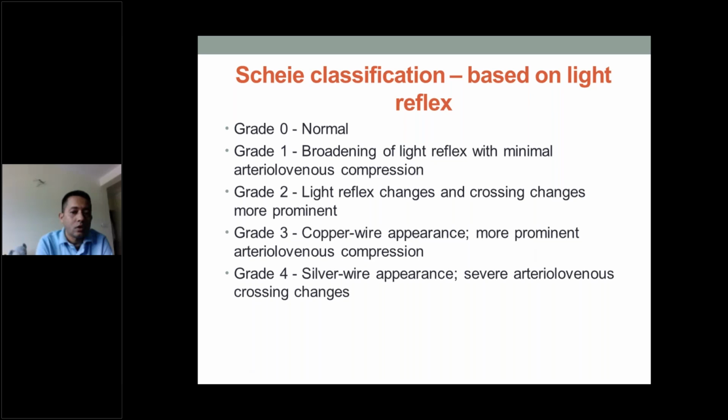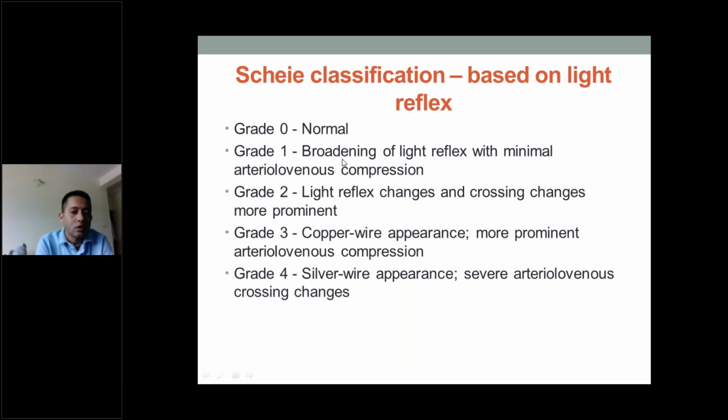The other part is the change in the reflex. So normally when you see with the direct ophthalmoscope, light shines on these arteries. The vein is slightly darker, but the arteries actually reflect the light. And this reflection is because of the vessel, as well as because of the blood flow that is flowing into the vessels. So both factors play a role in giving this light reflex.